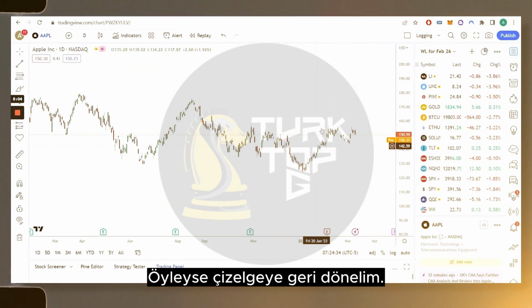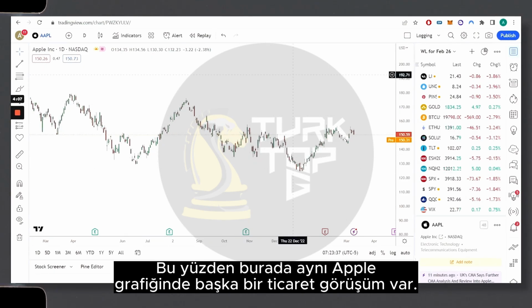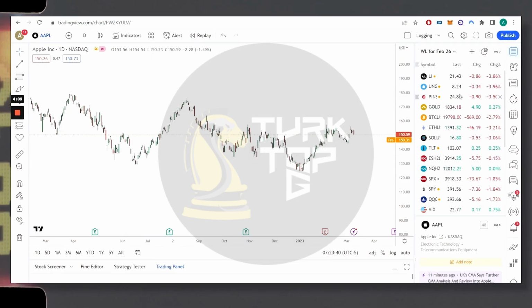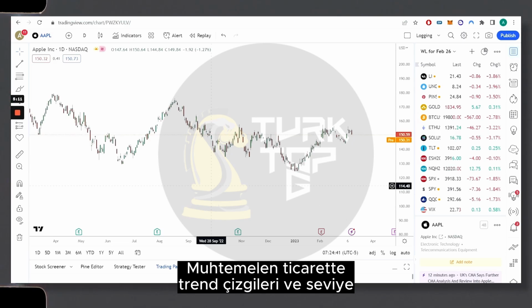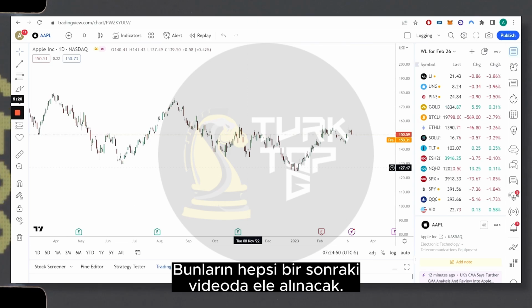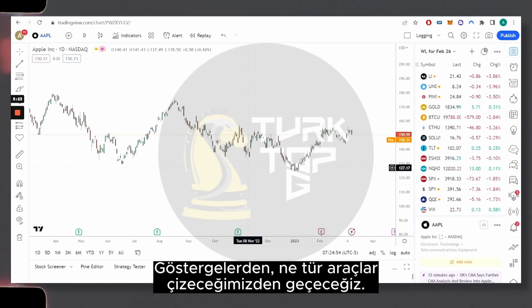All right, so let's come back to charting. So I have another TradingView here. I have the same Apple chart. I have my own watch list. You probably have seen in trading knowledge about trend lines and levels, indicators as well. Those will all be covered in the next video. We will be going through indicators and what kind of tools to draw.